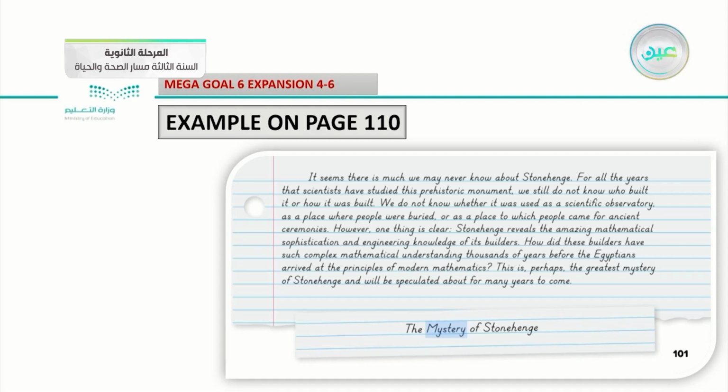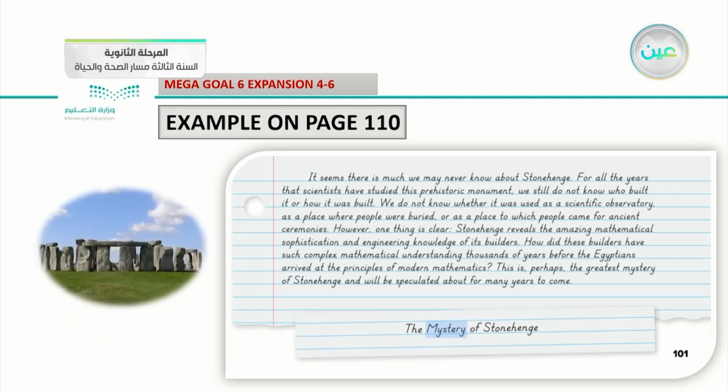It seems there is much we may never know about Stonehenge, for all the years that scientists have studied this prehistoric monument. So look at that. What is he talking about? He talks about that area in Europe. The name of it is Stonehenge, which confuses scientists analyzing how the people at that time built this stone town. What's the next step? We do not know whether it was used as a scientific observatory, as a place where people were buried, or as a place to which people came for ancient ceremonies.